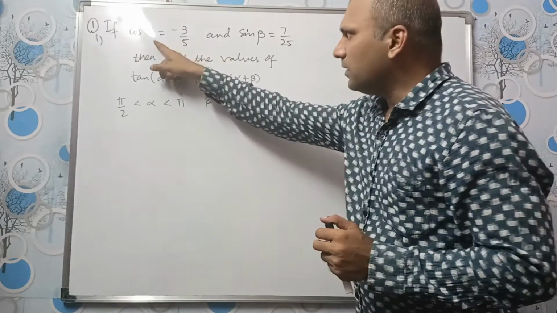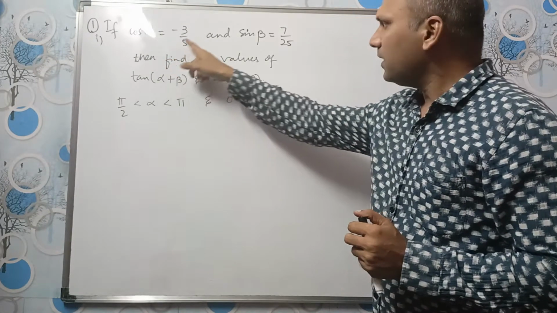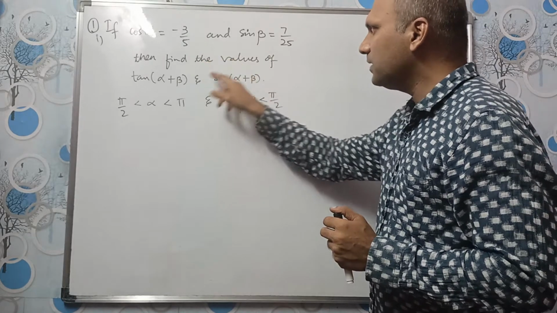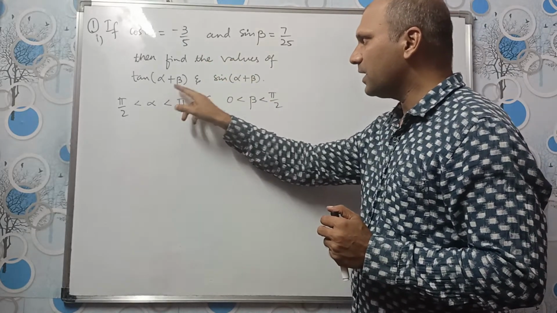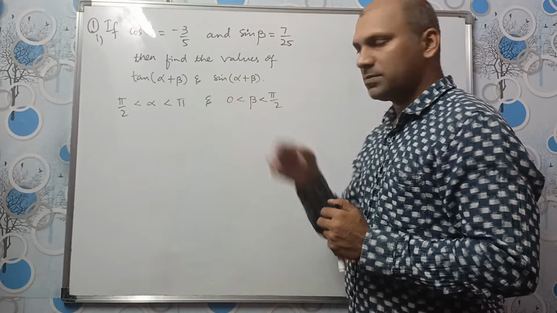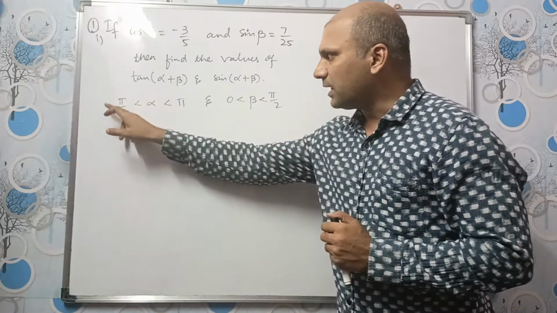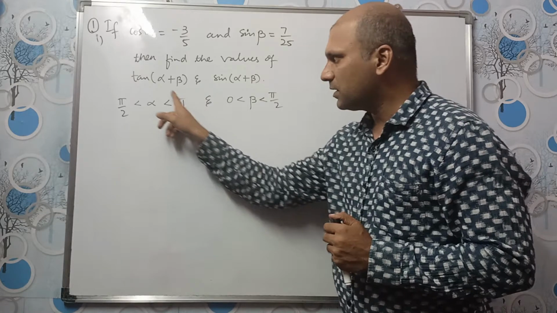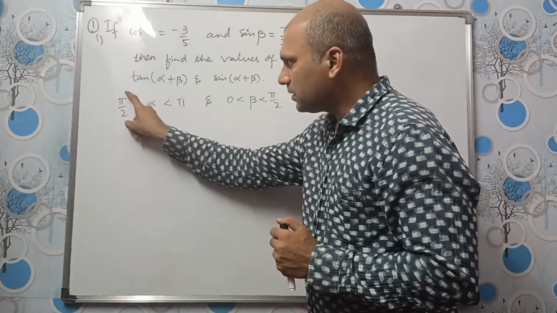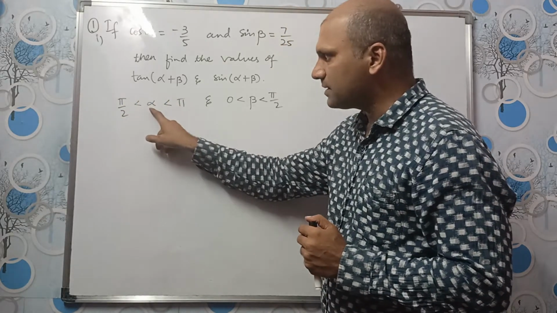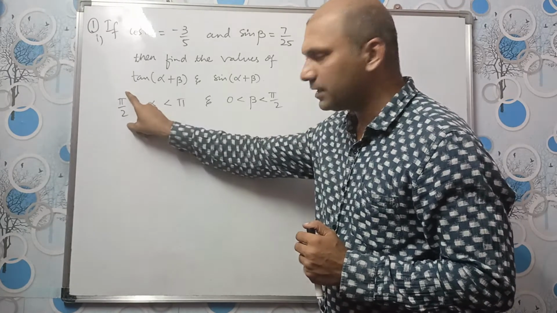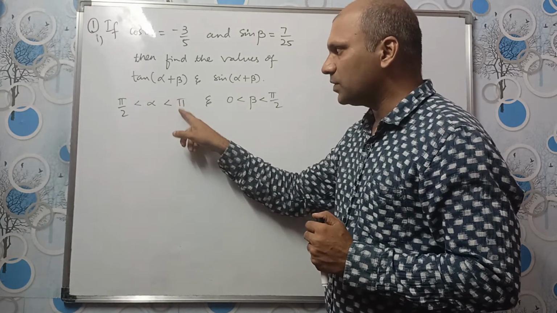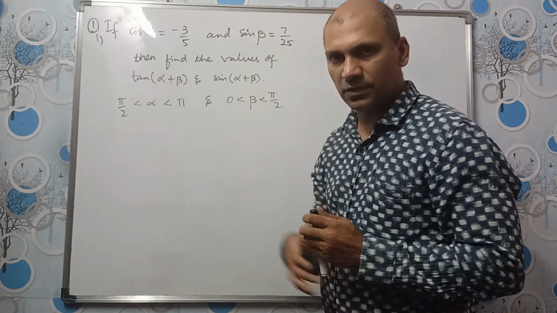First bit, if cos alpha is minus 3 by 5 and sin beta is 7 by 25, then find the values of tan alpha plus beta and sin alpha plus beta. It is given that pi by 2 is less than alpha less than pi, which means 90 degrees is less than alpha, which means alpha is greater than 90 degrees and alpha is less than 180 degrees, which means alpha is in the second quadrant.